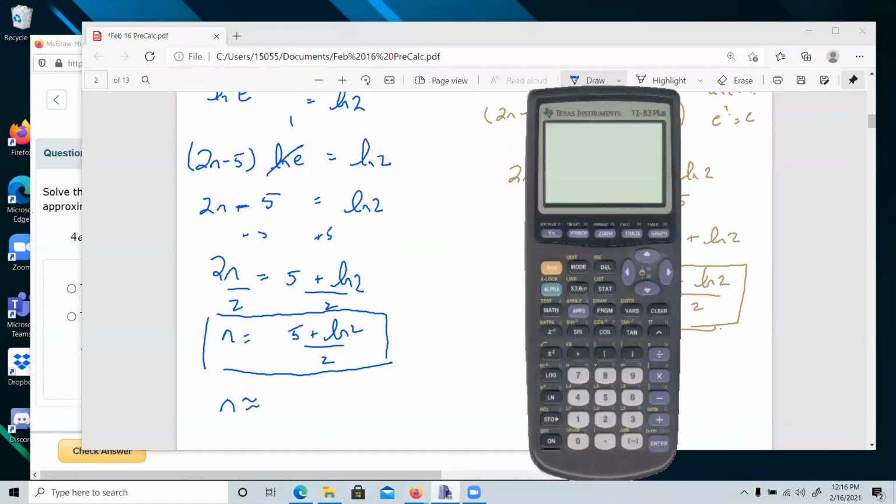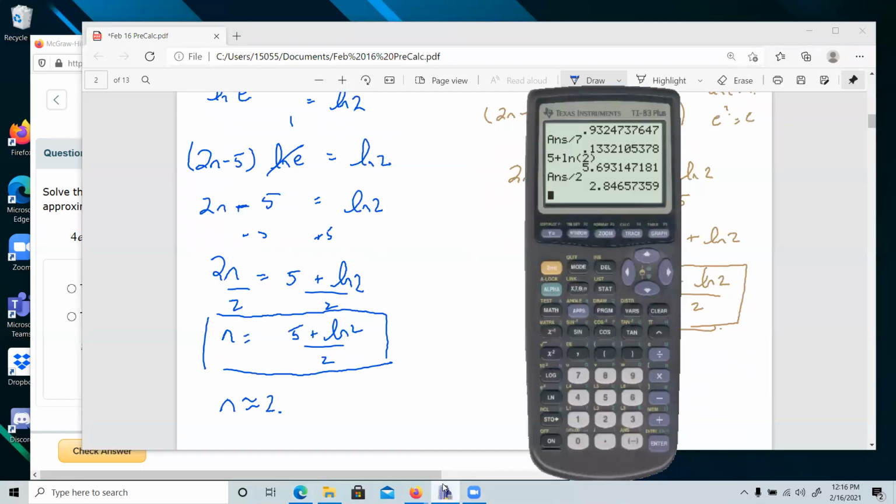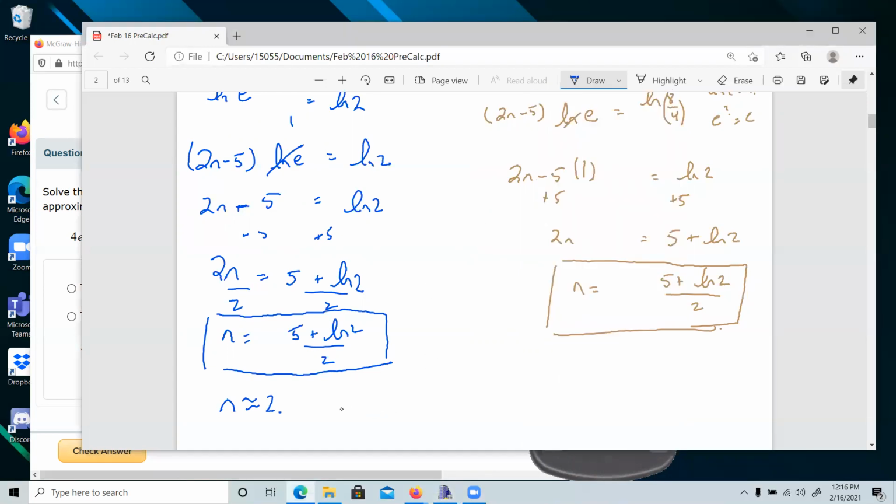All right, so here's our calculator. We're going to say 5 plus ln 2. I'm going to go ahead and hit the equal sign because I don't want to mess up my division here. And then we'll take this number divided by 2. So 2 point, what did we end up with? 8466, 8466 here for round. Again, we went to 4 decimal places, so that's usually just the standard.